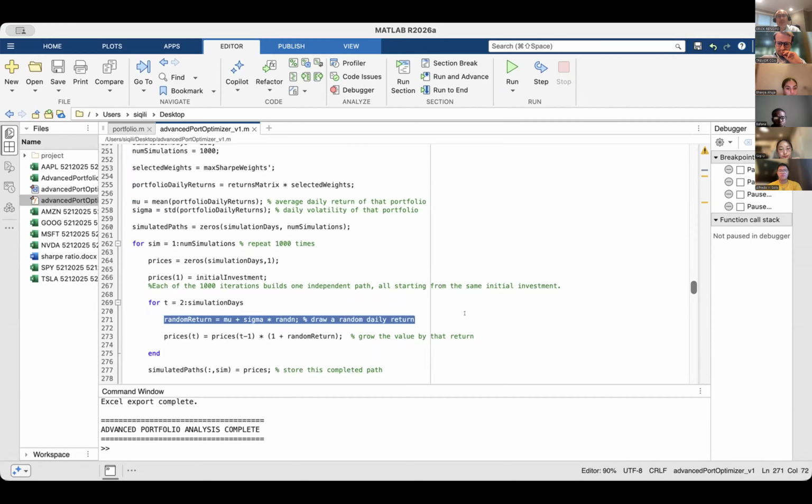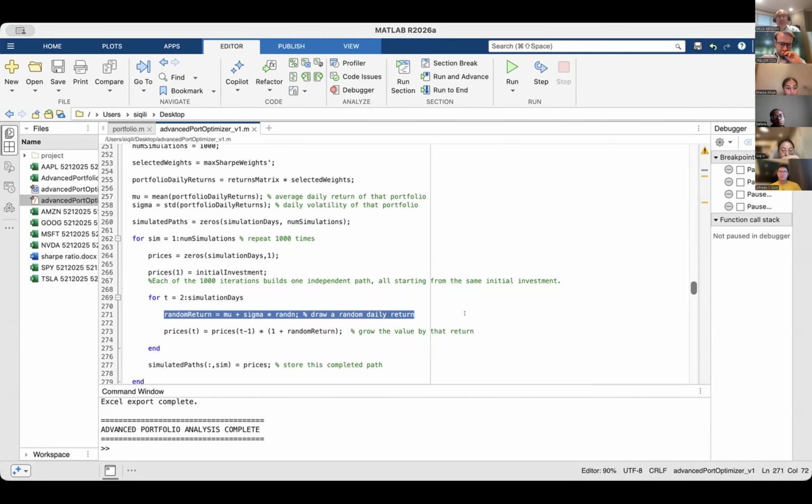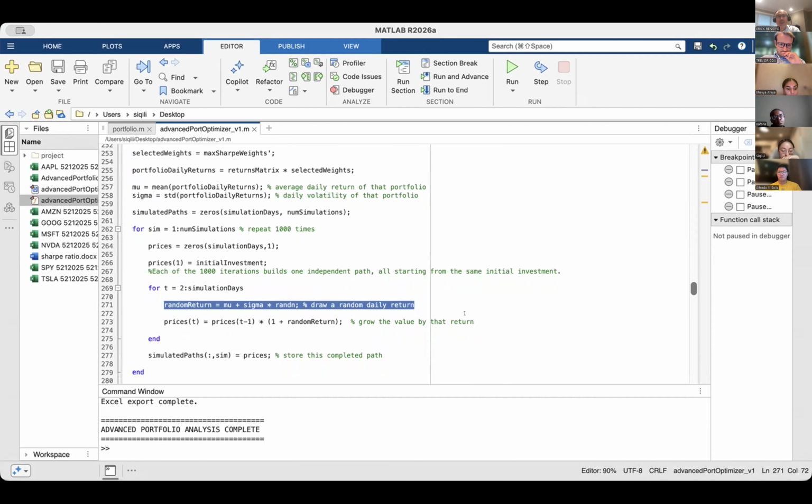This is basically one of the limitations of the model. The Monte Carlo simulation assumes that the daily returns are normally distributed. But markets may not always behave normally. So that is a limitation of this model.